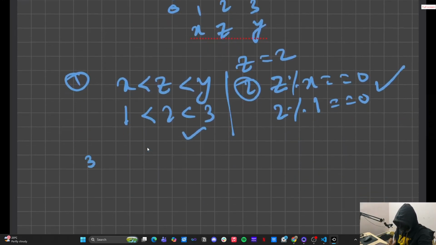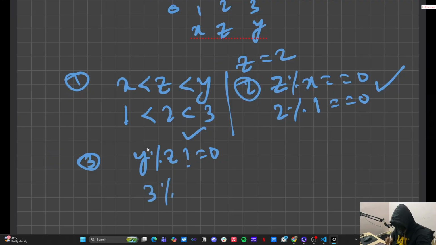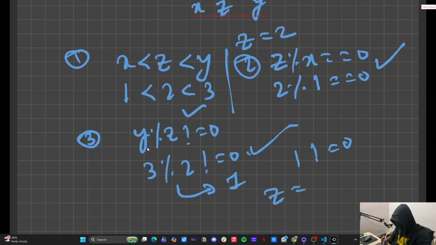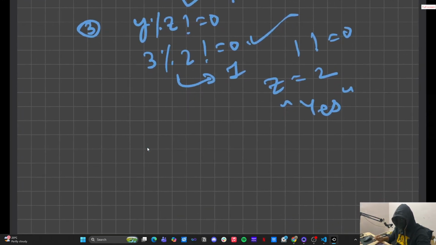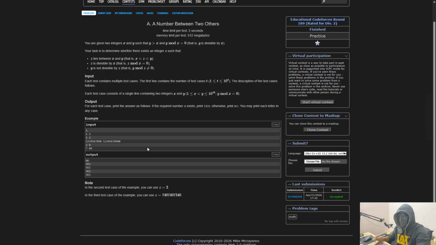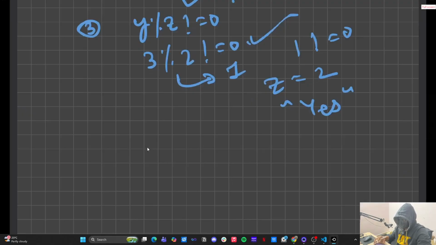Let's try to see the third condition. The third condition says y modulo z should not be equal to 0, right? What is y? Y is 3, z is 2, and 3 modulo 2 is not equal to 0, because the remainder here is 1. So all three conditions are holding. So you are able to find a number z in between x and y. So in this case your answer has to be yes. So these are some of the examples, but the main thing of the problem, let's try to understand.